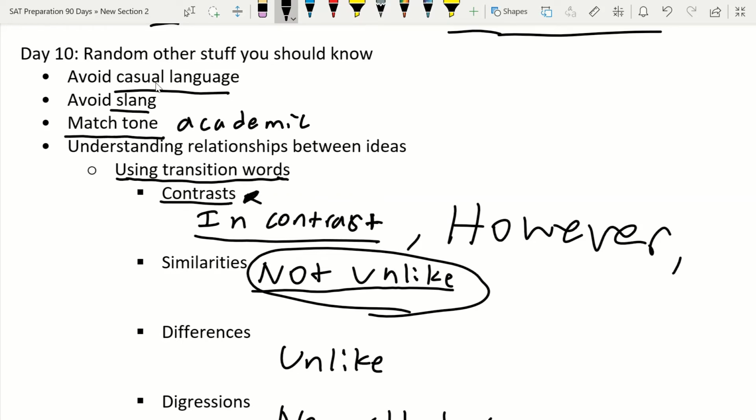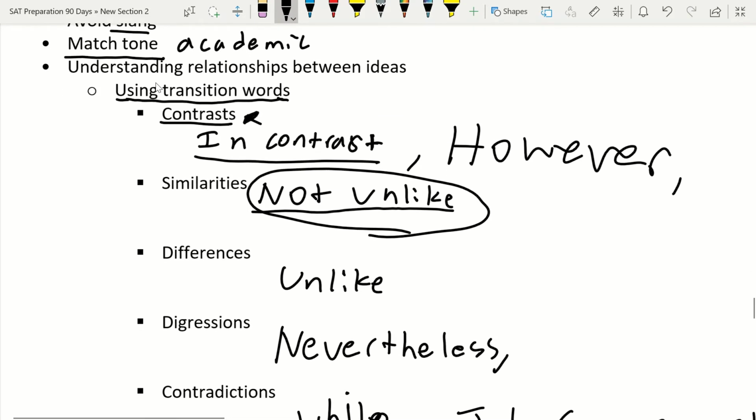Okay, so you're going to want to make sure that you know that. Another thing, you want to understand the relationship between ideas, okay? A lot of times you're going to be transitioning between paragraphs and transitioning between sentences, and you're going to have to find the correct transition word. So let's go through a few transition words.